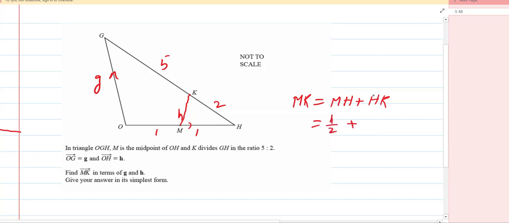Yes? What about HK? For finding HK, I will use the ratio formula. How will I use it? The ratio of this part over the sum of the ratios, multiplied by the full vector starting from this point, HG. Now, do we have HG? No. So no problem. We can find it from the closed path. How will it be? This HG, how can we find? HO plus OG. Yes?